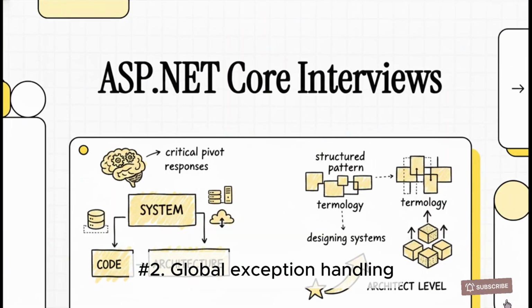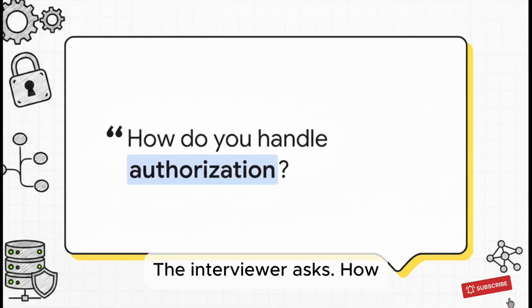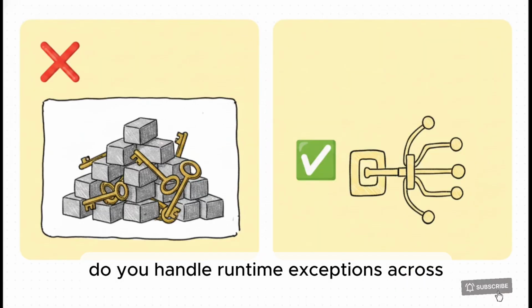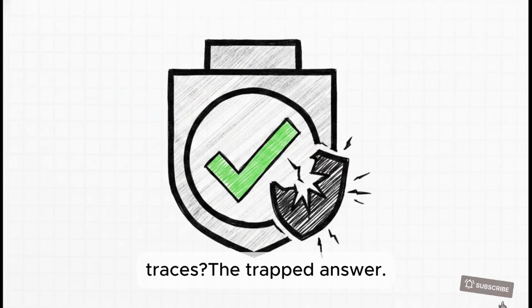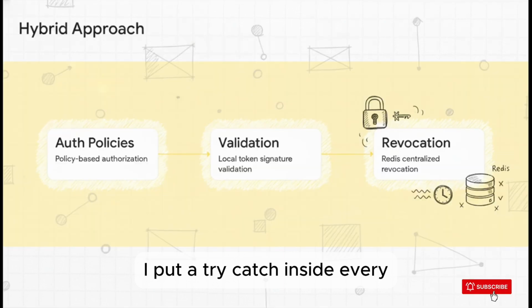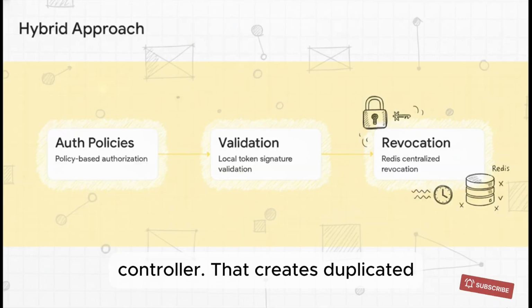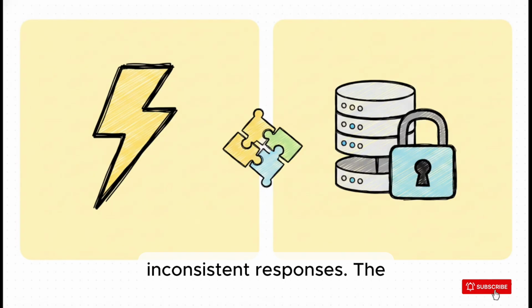Scenario number 2. Global exception handling and API resiliency. The interviewer asks, how do you handle runtime exceptions across your entire API without exposing stack traces? The trap answer: I put a try-catch inside every controller. That creates duplicated code, bloated controllers, and inconsistent responses. The senior answer?